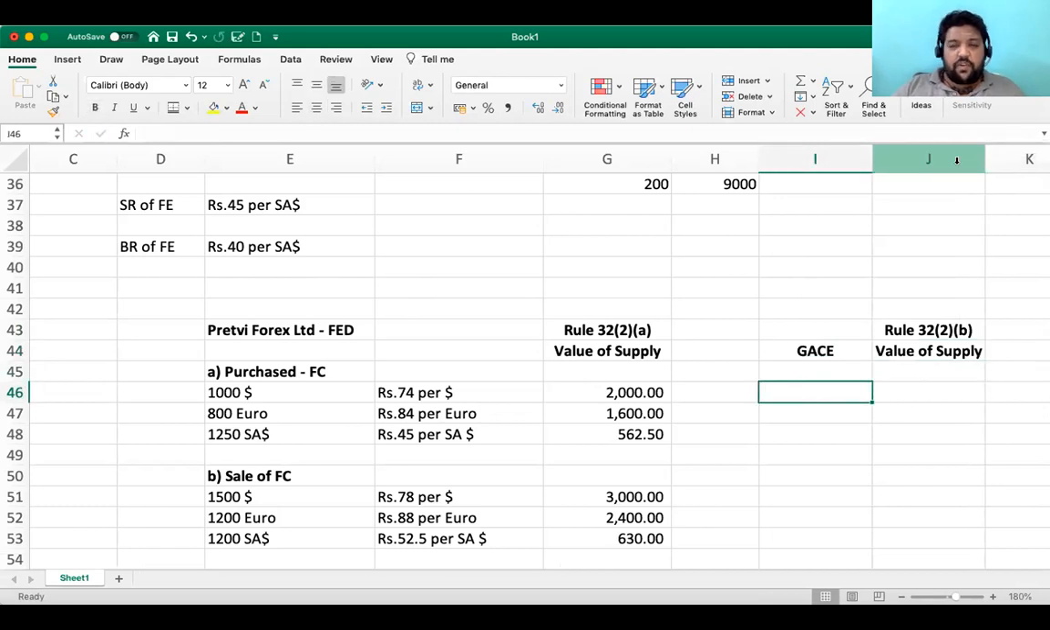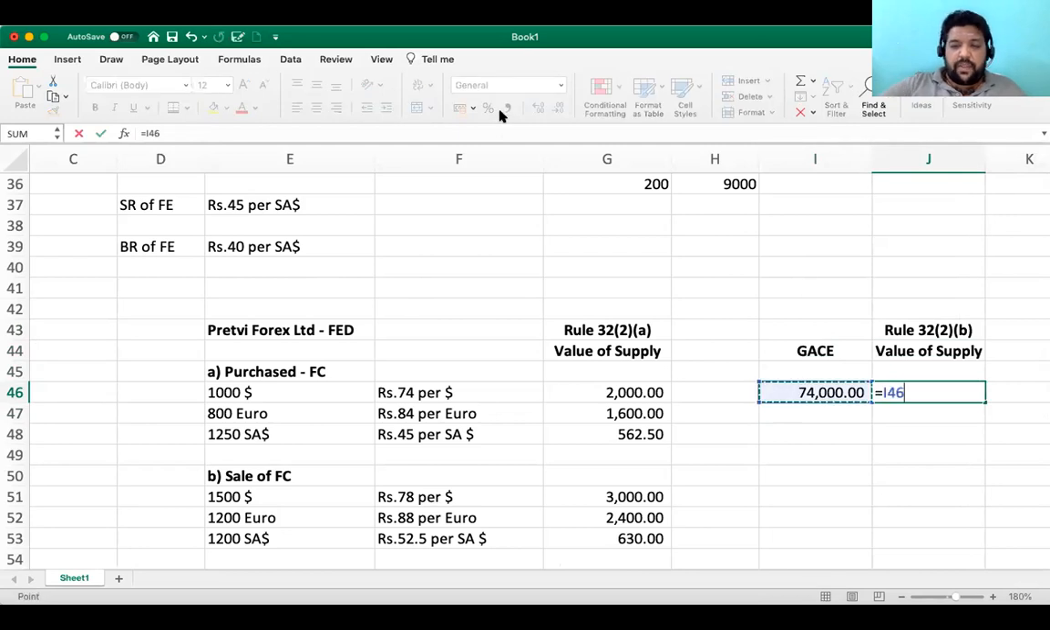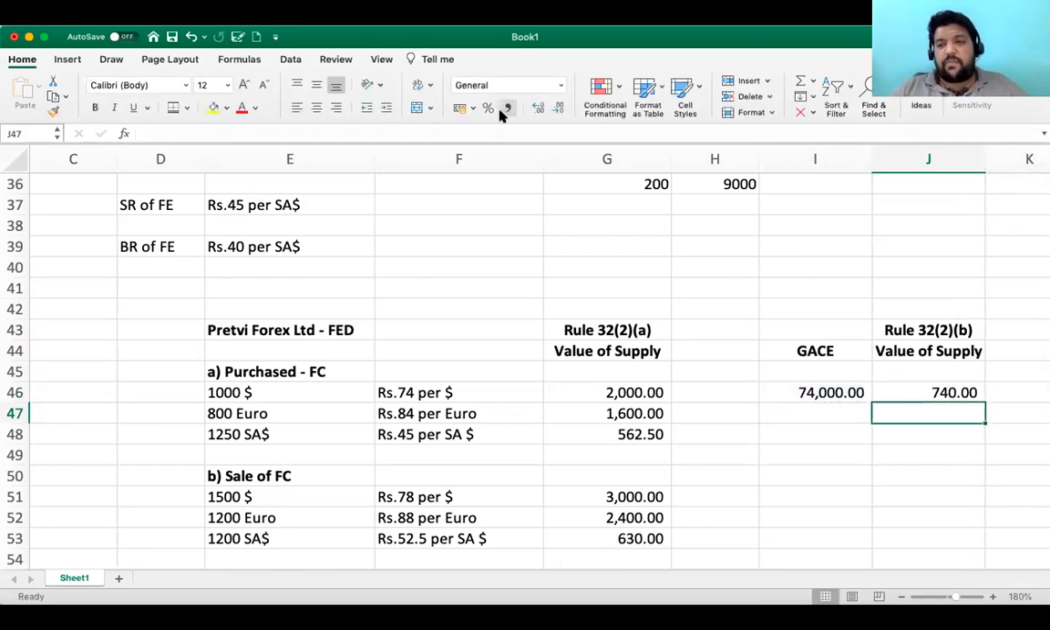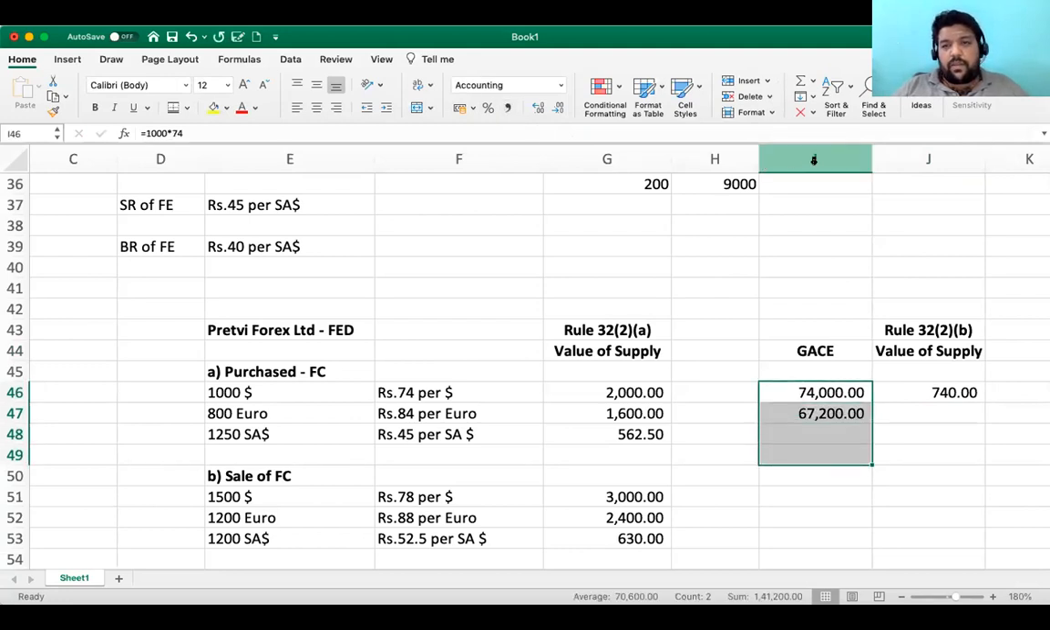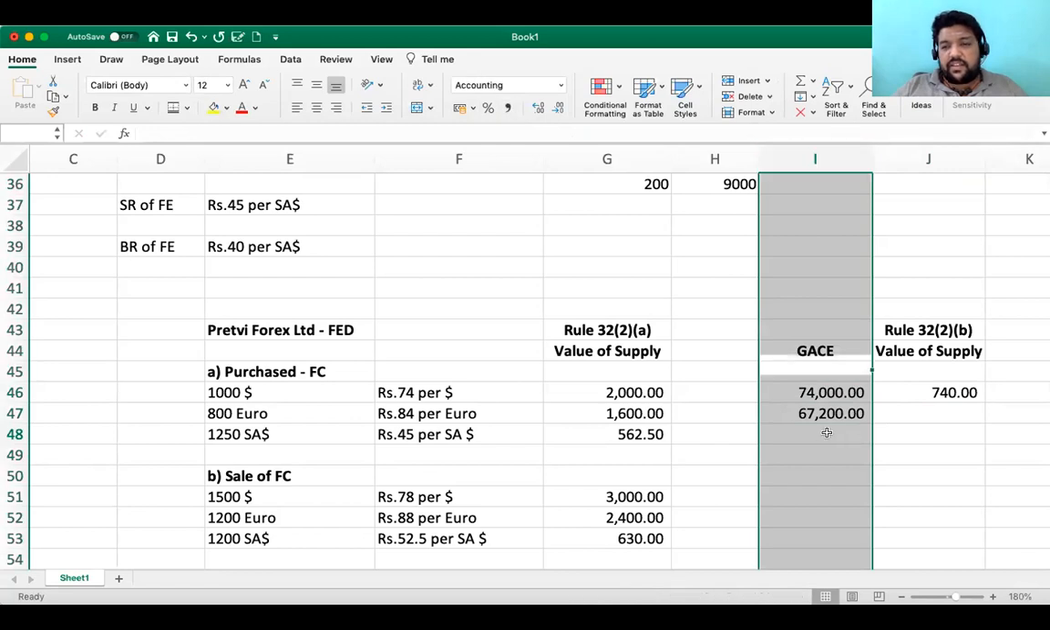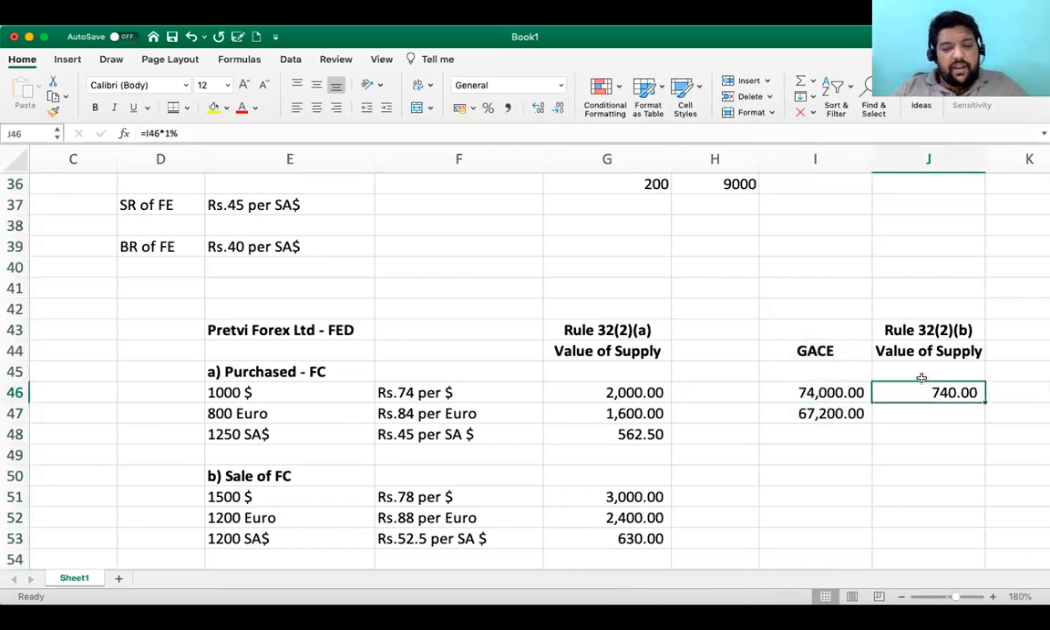Sir, how can we arrive at the gross amount of currency exchange? Very simple. $1,000, look at that number. $1,000 is purchased for rupees 74. So the gross amount of currency exchange is 74,000. 74,000 into 1% will become the value of supply. Similarly, the next entry, 800 euros into 84. Your gross amount of currency exchange is 67,200. Again, that into 1% will become the value of supply.